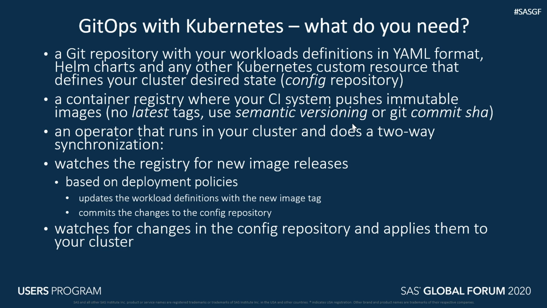So what we would need also, in addition to those two repositories, one for images, one for our YAML files out there, is an operator that runs in a cluster and does a two-way synchronization. So it would watch the image registry for new image releases, based on deployment policies, update the workload definitions in there, and commit the changes to the config repository based on those. Then we go out and update the cluster, or it goes out and updates the cluster for us. So it watches for changes in the config repository and applies them to our cluster.